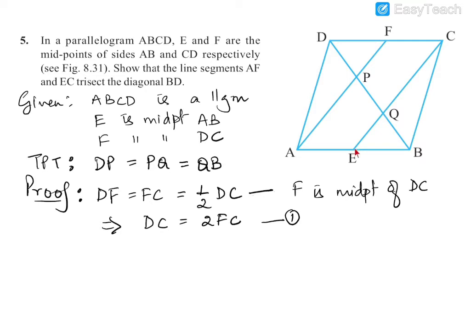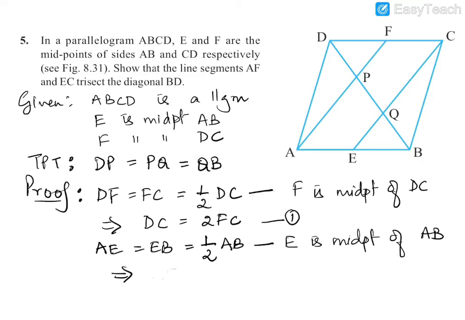Similarly, using the information that E is midpoint of AB, we can write AE is equal to EB and each will be half of AB. So this implies that we can write AB equal to 2 times AE. Mark this result as 2.